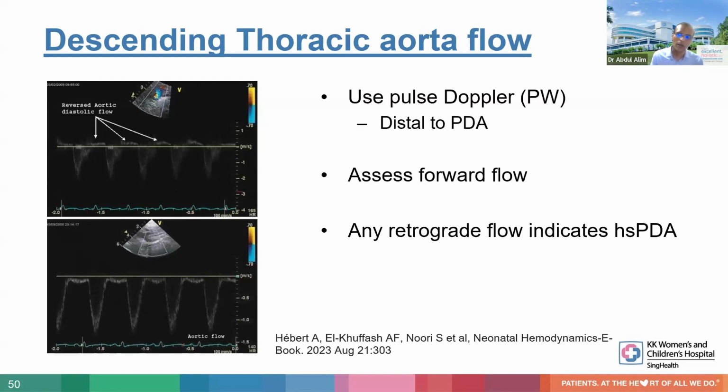If you put it above the duct, you won't get an accurate flow. In the picture on the top, the cursor is below the duct. You can see the systolic flow because this is aortic flow going away from the probe. Below the baseline is forward flow in the aorta, and above the baseline is retrograde flow. So the picture below is normal diastolic flow, and the one above is a reversal of the diastolic flow. Any retrograde flow in the aorta indicates a hemodynamically significant PDA.